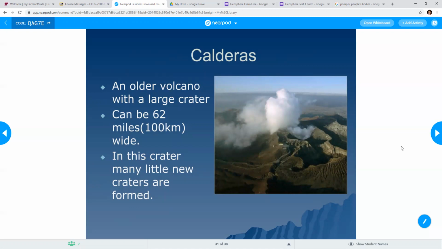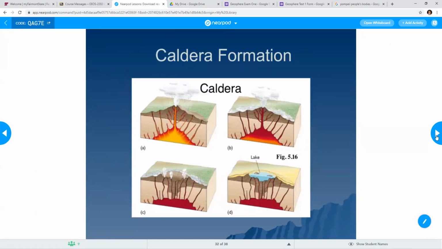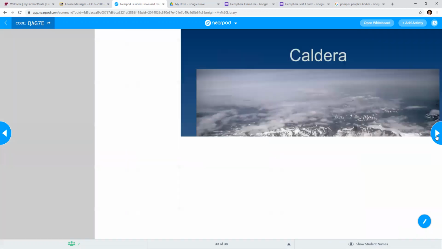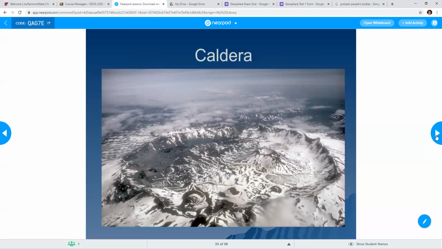Calderas are what form when a volcano erupts and it leaves a giant hole. The giant hole where it collapses is the caldera. So it's a big crater. The largest one is 62 miles wide, but it's basically, you know how we drew pictures that had a magma chamber? When that thing empties out, the volcano collapses. And there are pictures of how the caldera forms. It's usually filled in by a lake. And a picture of a caldera that has not been filled in.